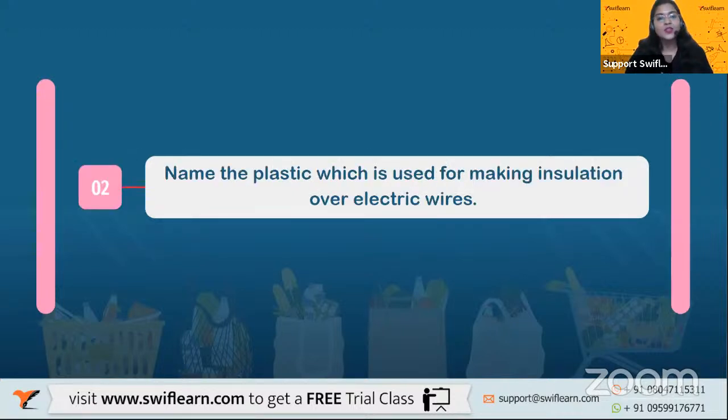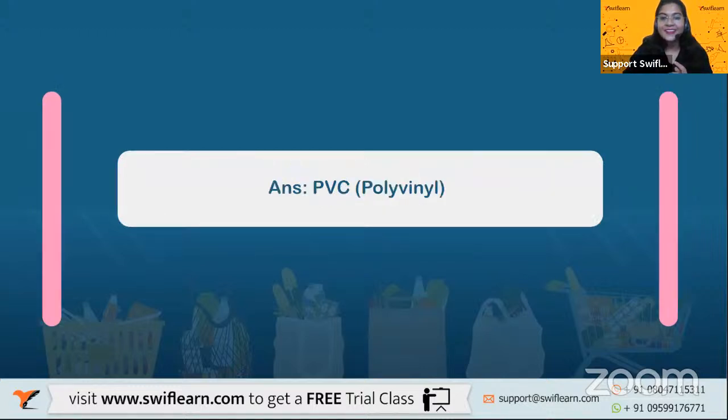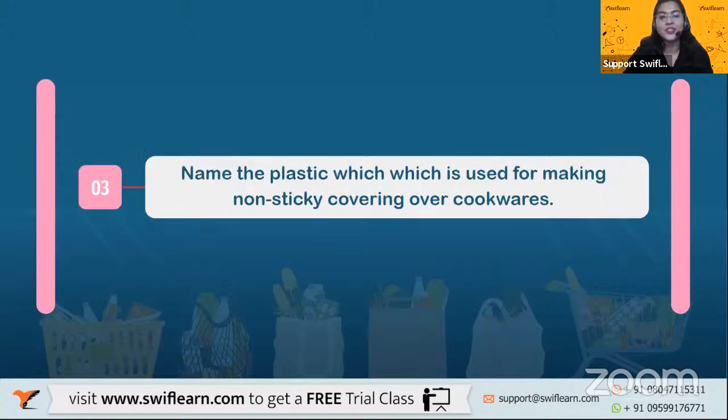Yes. The second question. Name the plastic which is used for making insulation over electric wires. Think, think, think. Which plastic is used for making insulation over electric wires? Yeah. Very good. Polyvinyl chloride, right? The PVC. Yes, very good.